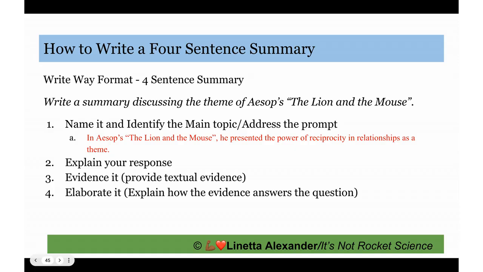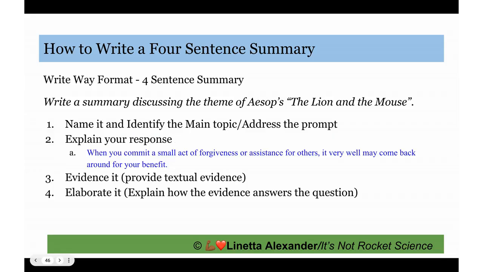What's the theme? And so, see, there I answered the question. So I'm letting my reader or my teacher know I know what the theme is. It's the power of reciprocity in relationships. I'm also letting the person know this is where I'm getting this from. This is what I read, and this is what it means to me. Now it's time to explain that.